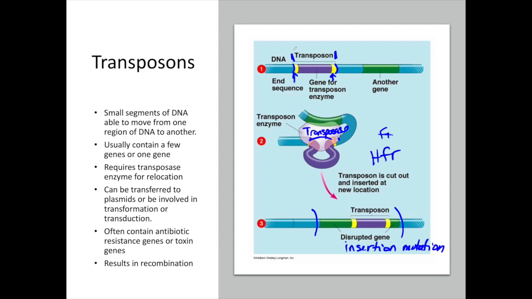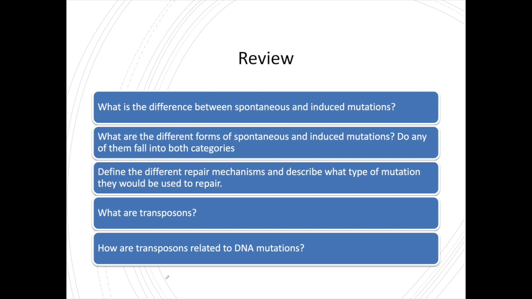When transposons move, this process again is called transposition. When transposition occurs, the recipient cell of the transposition process is referred to as a recombinant. So that would be a process of recombination.